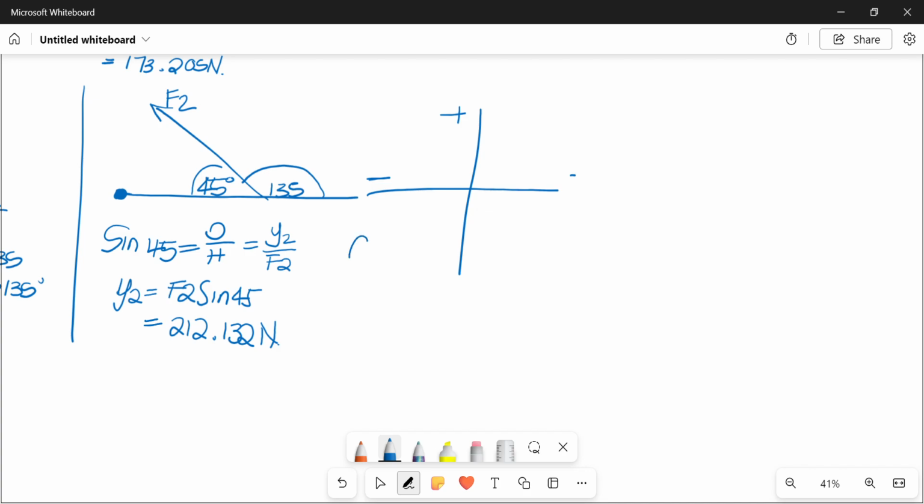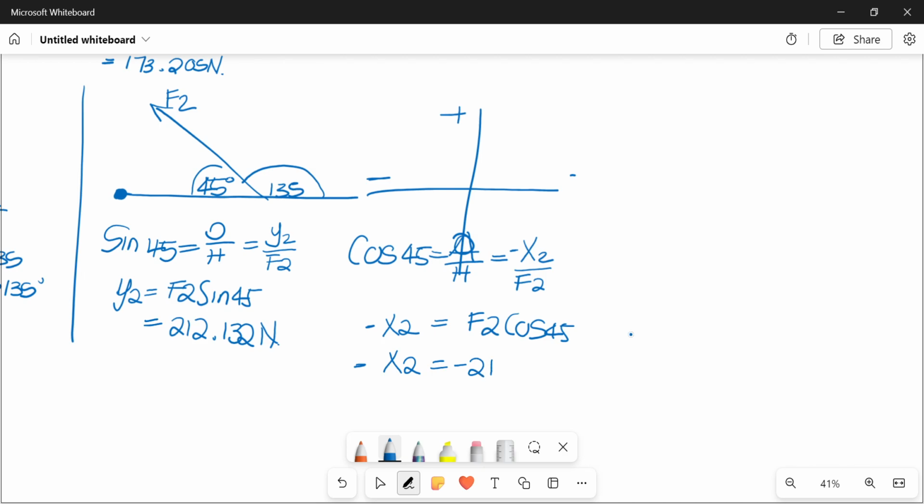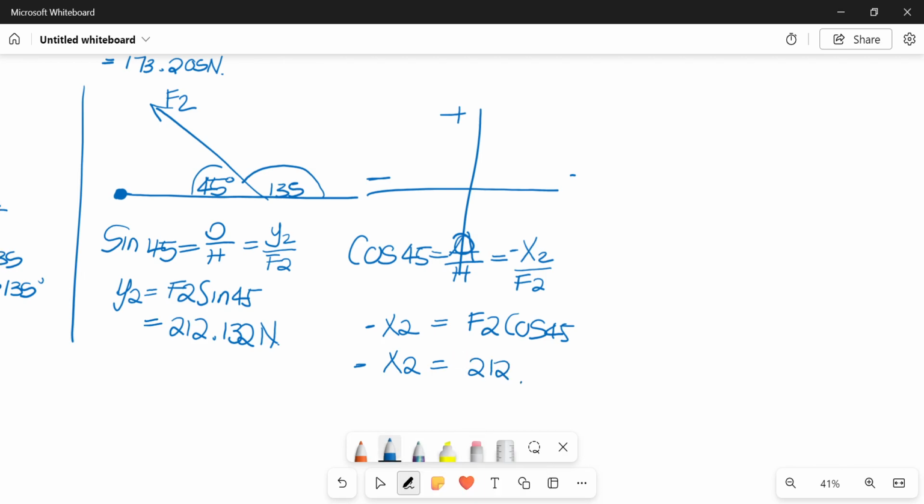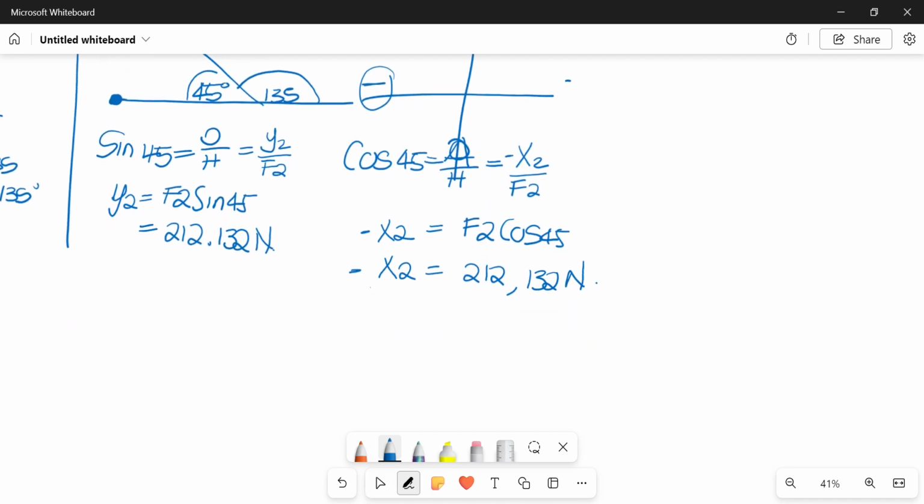The problem would then arise when you need to carry out your cosine. So cos of 45 would be your adjacent over your hypotenuse, which would be negative x2 over your F2. Negative x2 is your F2 cos of 45. Okay? Negative x2 would give you a minus, no, it's still positive when you plug it into the calculator like that. So 212.132 newtons. But because we know that it needs to be negative because of its position, then you would essentially multiply both sides by a -1 or carry out whatever maths you need to carry out. But essentially you would need to make sure that your x2 is a negative value, 212.132 newtons.